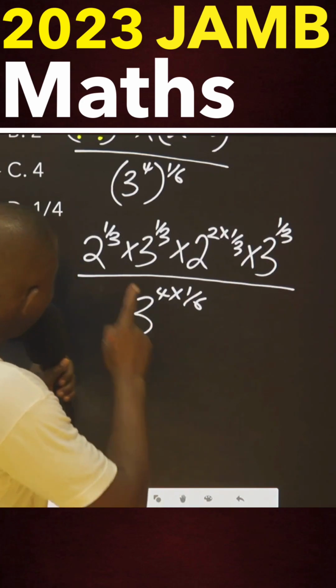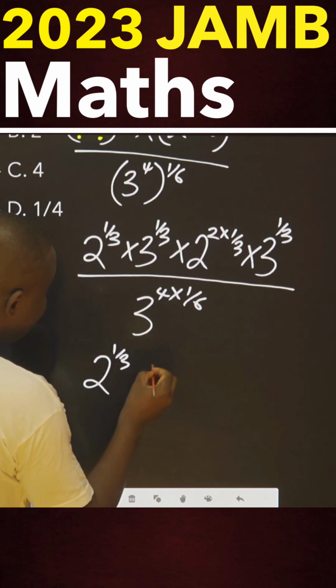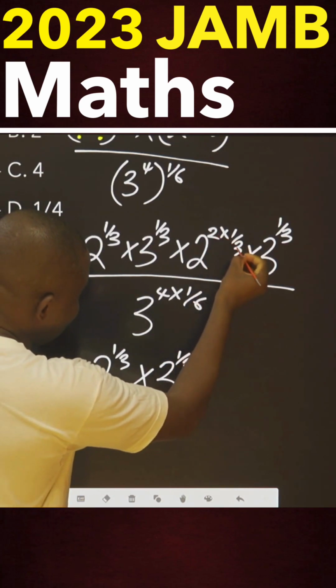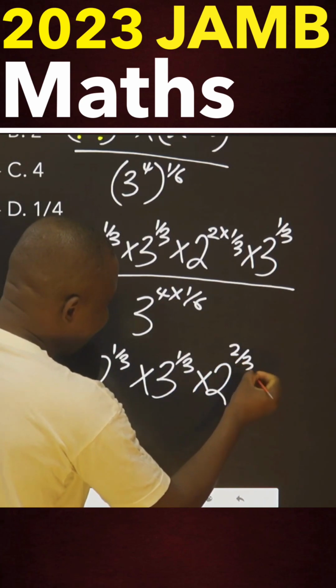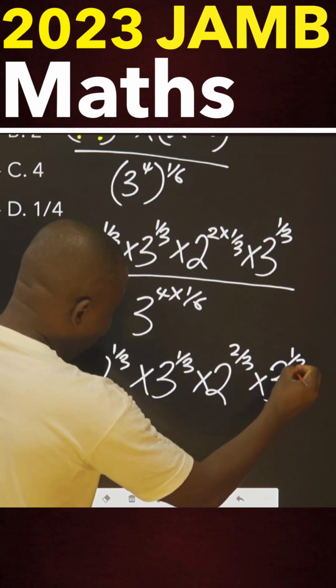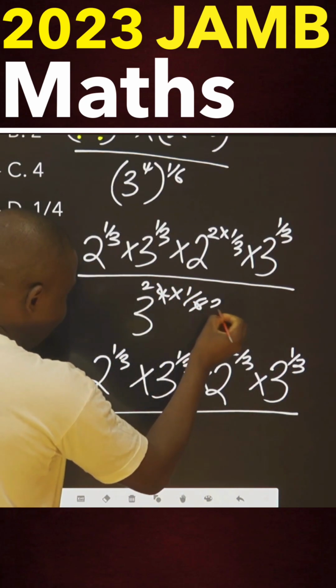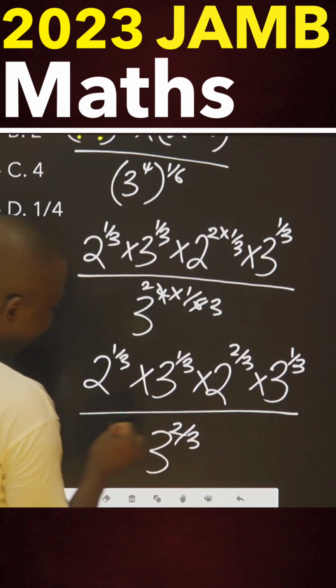Okay? Next, let's continue. This, we can't do anything for now. As you can see, this and this, we can combine it to have 2 raised to power 2 over 3. This is 3 raised to power 1 over 3 all over 2. Here 2, here 3. That is 2 over 3. That is 3 now raised to power 2 over 3.